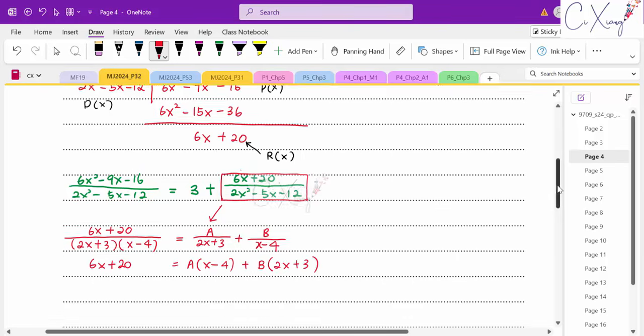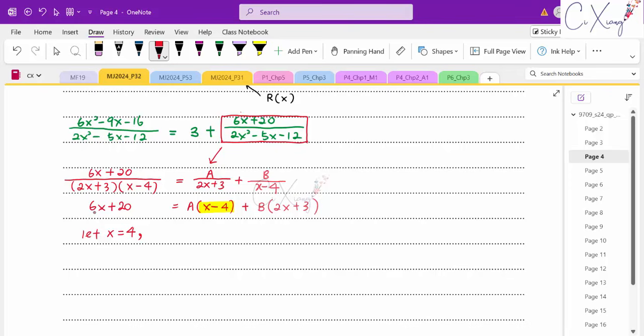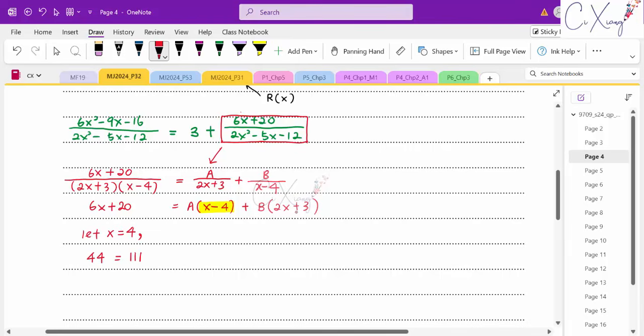Okay, now you need to decide a certain value for x so that you eliminate the unwanted unknown. So we look at this bracket first. If I let x equals 4, this particular bracket will become 0, right? So 6 times 4, you get 24. 24 plus 20, you will have 44. Then equals to the right hand side. 4 minus 4, you get a 0. So 2 times 4, you get 8. Plus 3, you get 11. So 11B. Therefore, from here, you can get your value of B, which equals 4.